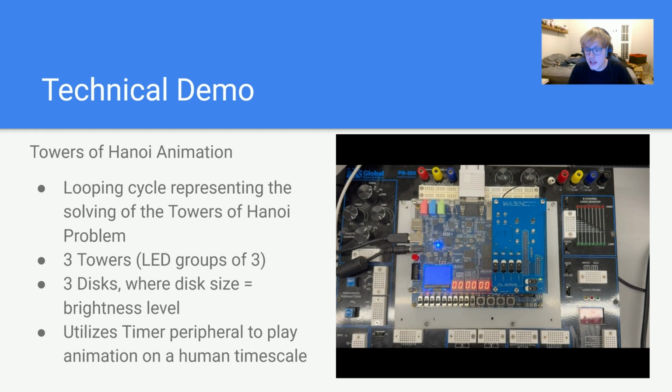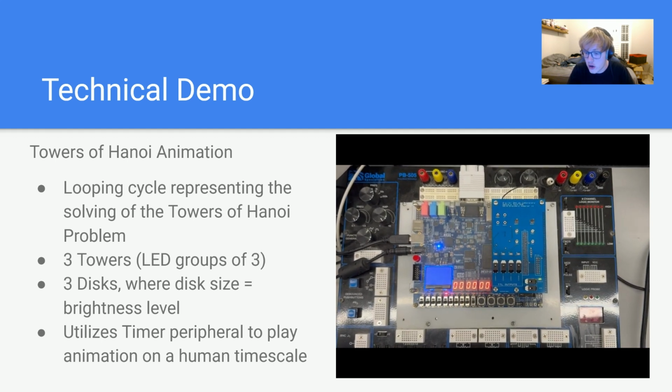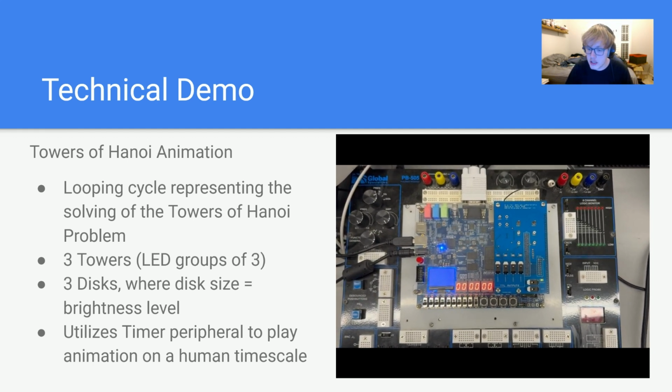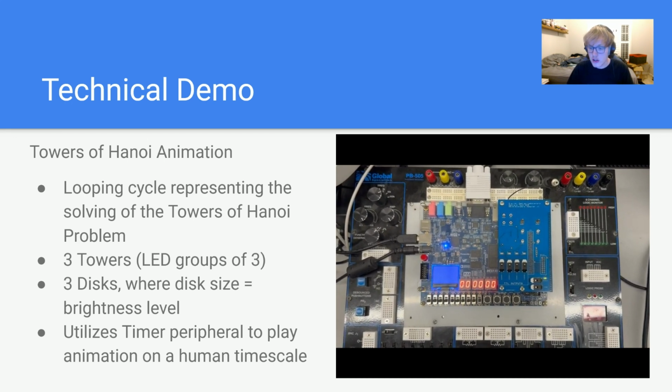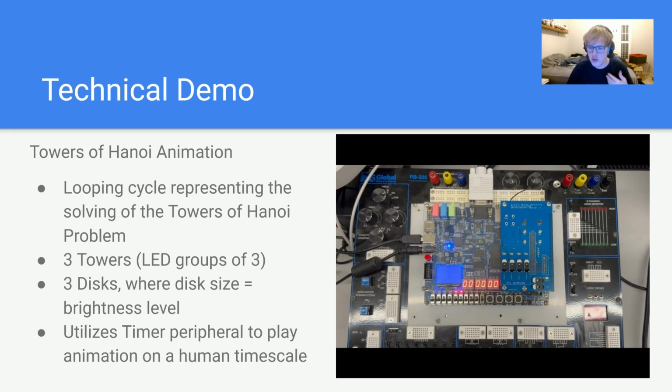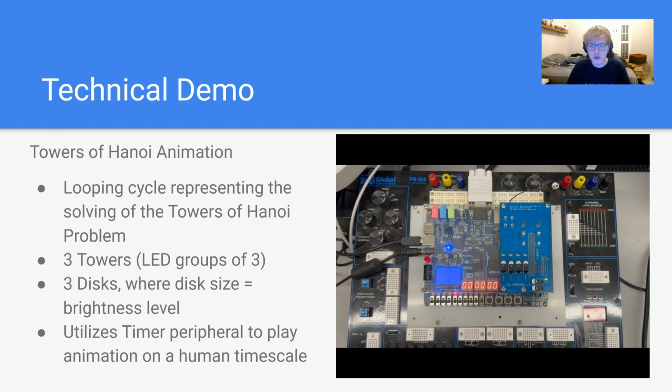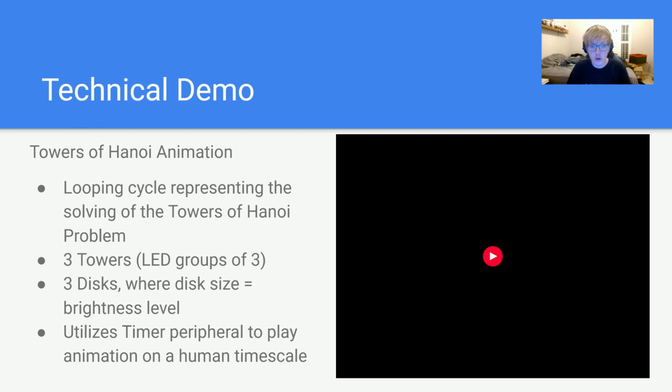So you can see the LEDs in different brightness levels moving across the board. And this is just an example of a use case that could not be done with the traditional LED peripheral. You could perhaps do some sort of Towers of Hanoi representation in binary or something like that, but it would not be nearly as readable or understandable as this is with our brightness implementation. So that's just one example use case.